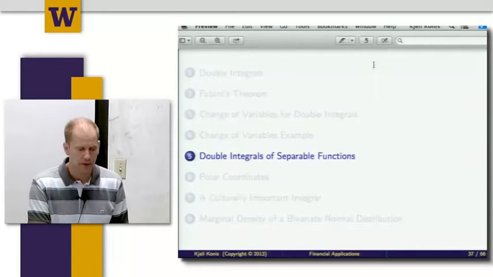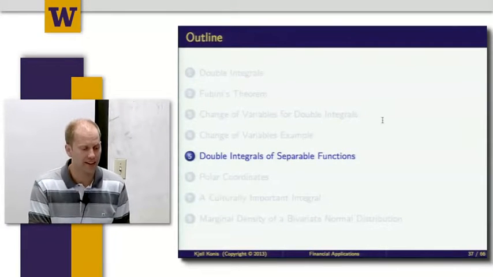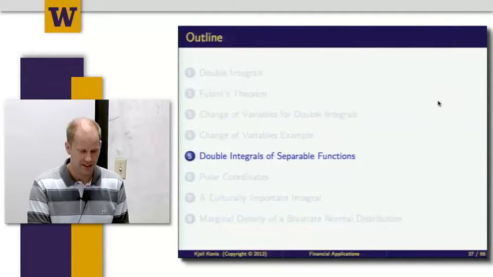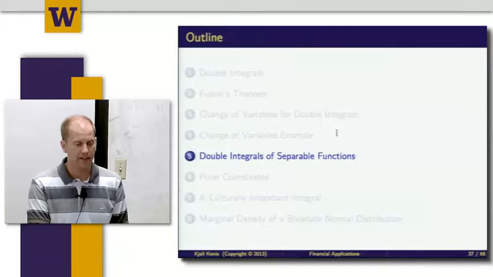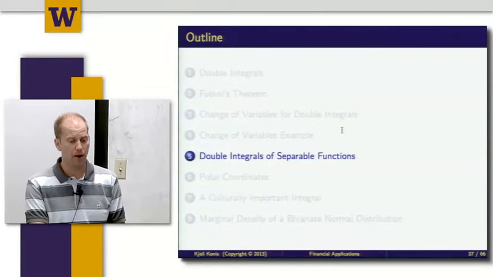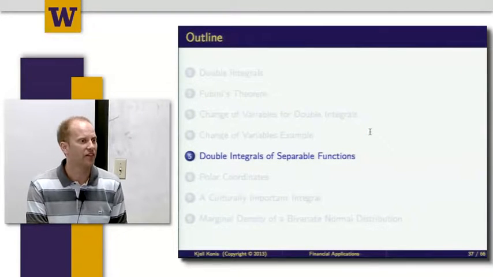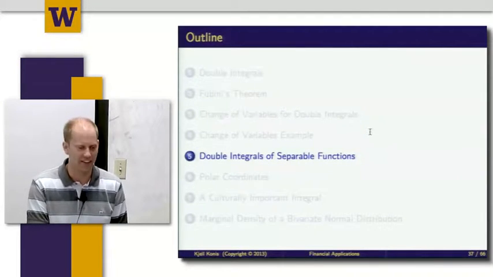Picking up where we left off last time, we're on lesson number 5, double integrals of separable functions. This really was meant to follow up part 4, where we had a function. I did a change of variables, and then it wasn't that much easier to integrate after I did the change of variables. But there was a trick that we missed, and so that's what this section will cover.